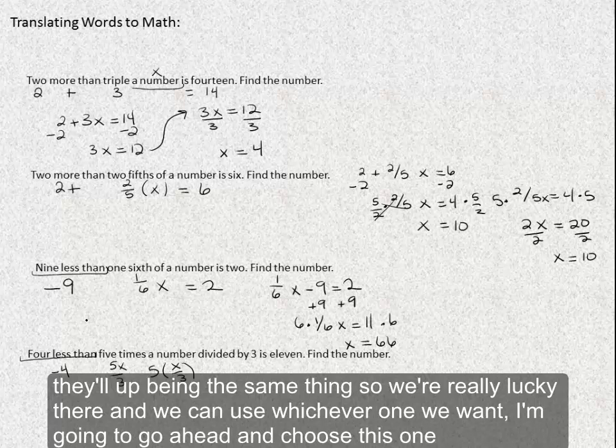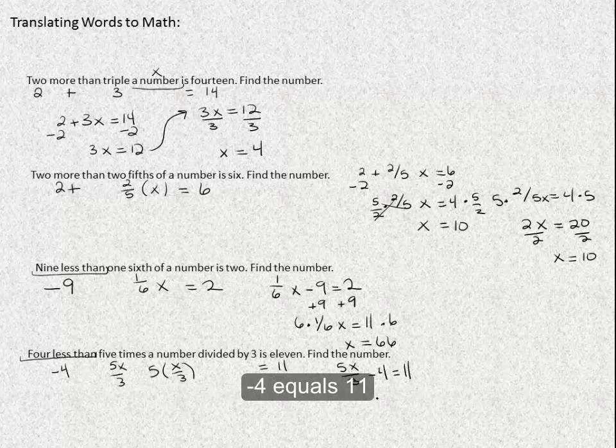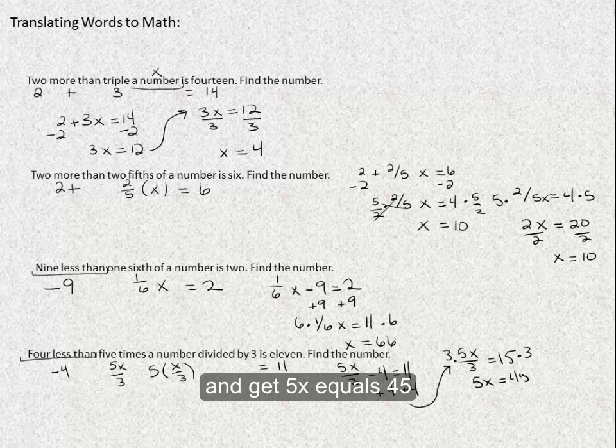I'm going to go ahead and choose this one, and then I have is 11, so I have 5x over 3 minus 4 equals 11. I'll add 4 to both sides. And move this up here. I get 5x over 3 is equal to 15. Multiply both sides by 3, and I get 5x equals 45. Divide by 5, and I have x is equal to 9.